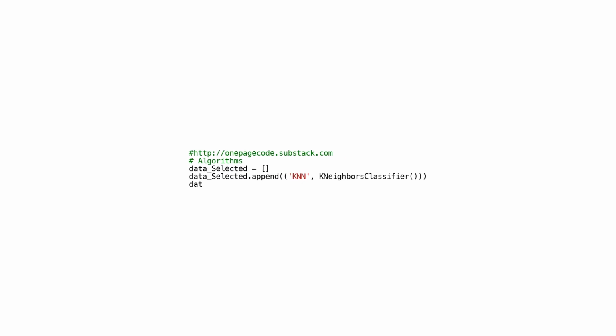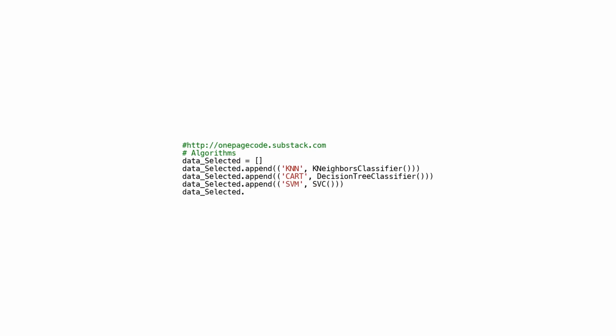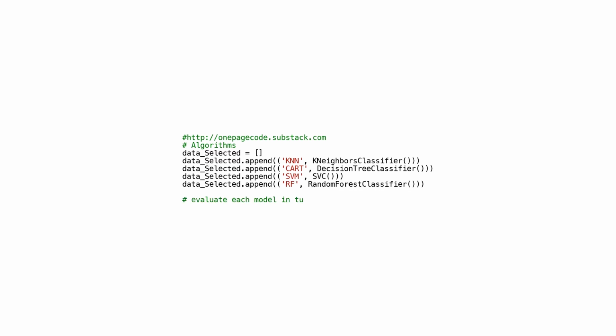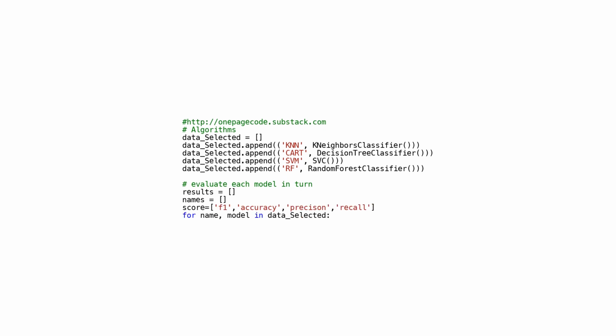With this code, you will be able to create a list named data selected that consists of 4 different machine learning models: KNN or k nearest neighbors, CART or classification and regression trees, SVM or support vector machine, and RF or random forest. Next, the system creates a list that stores the estimated results of each model, called results, and a list that contains names for the models, called names.